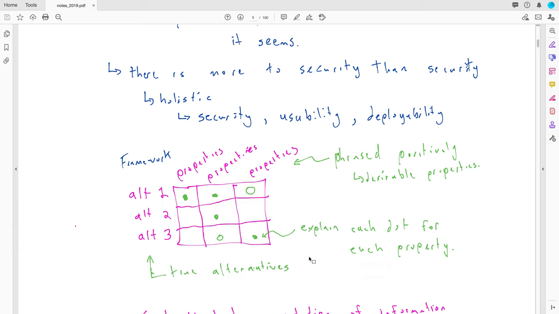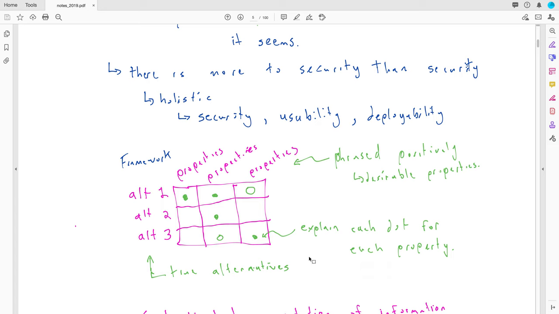So a few tips before I show you a concrete example. The properties, we always try to phrase positively, meaning that you want to satisfy that property. Let's say that you have an intrusion detection system and it's not vulnerable to some attack. If you made a table like this, you might say it's vulnerable to attack A. In that case, you wouldn't want the dot. You don't want your system to be vulnerable to attack A. So for some of your properties you want the dot, and for some you don't want the dot because of the way that they're phrased.